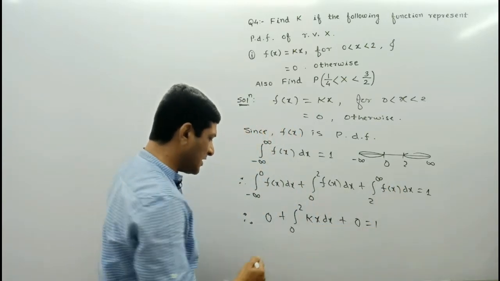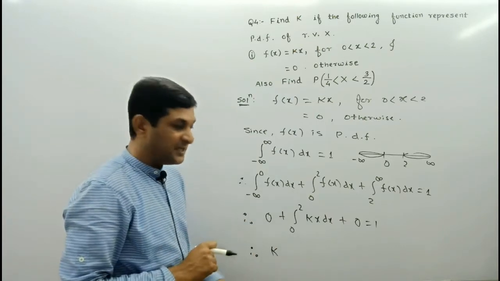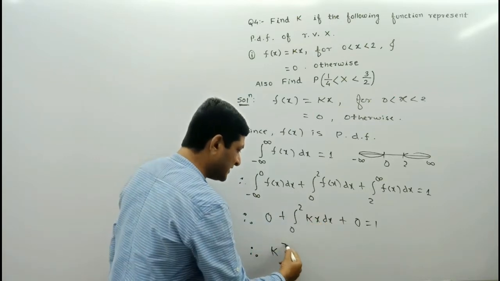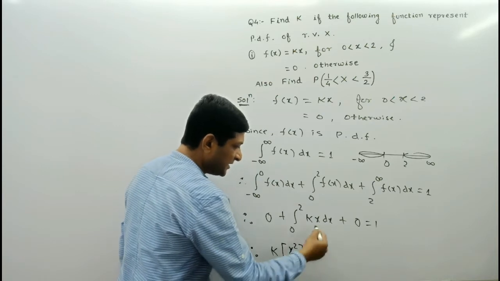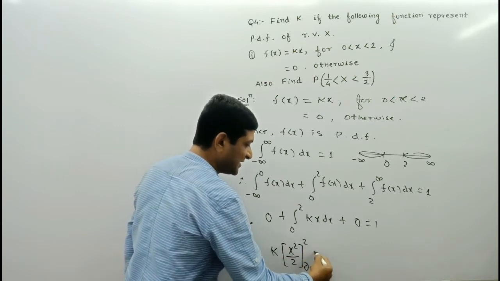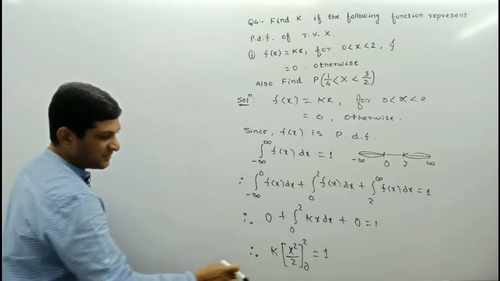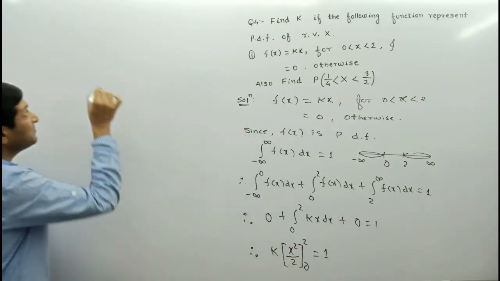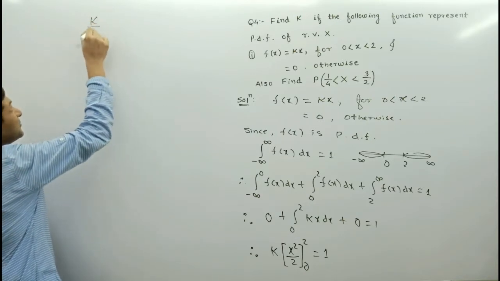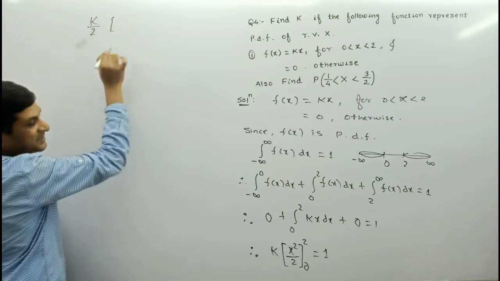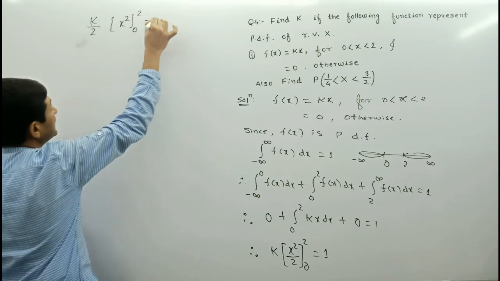Now here k is a constant, so take k outside the integration and find the integration of x. Integration of x will be equal to x square upon 2. Keep limits 0 to 2 as it is. On the right hand side 1, keep it as it is. Okay, so let us simplify it. Here 1 by 2 is a constant, so it can be taken outside. So here we will get k by 2, and the remaining term is x square. Limits are from 0 to 2. On this side 1, keep it as it is.